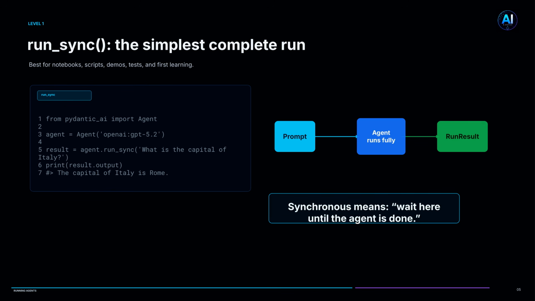Let's start with the easiest method, run_sync. This is the method to reach for when learning, writing a quick script, testing a prompt, or recording a small demo. It is synchronous, meaning Python waits at that line until the agent finishes, and the final answer is on result.output. Under the hood, run_sync is a convenience wrapper around the async run method. But as a beginner, you do not need to care about that yet.